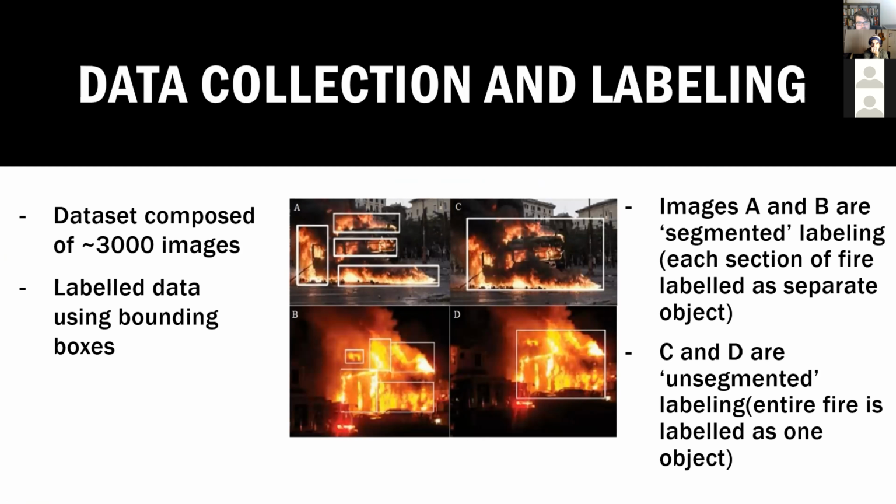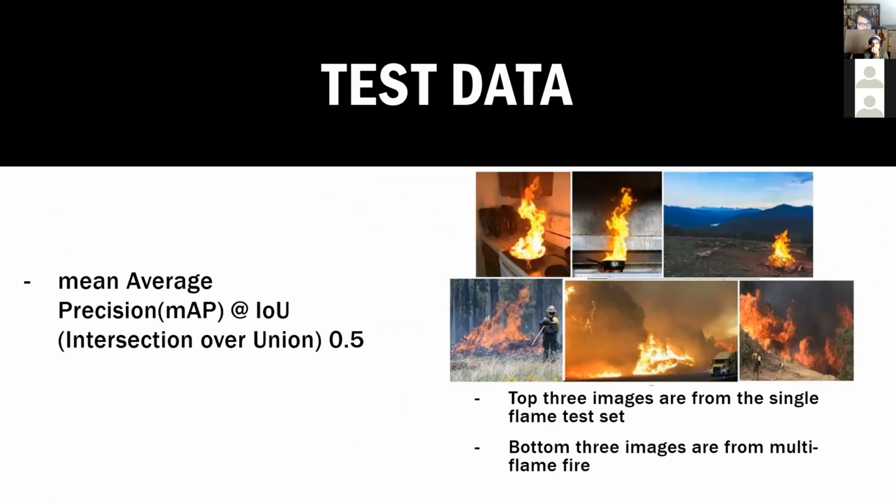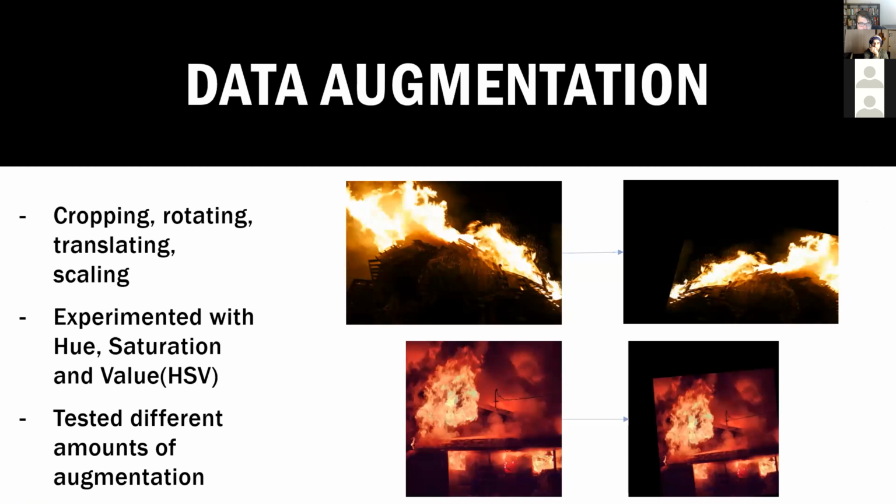And in the second method on the right, the entire fire region is labeled as one object, which is called unsegmented labeling. Furthermore, to increase the size of my data set, I applied data augmentation to existing images. I translated, rotated, and did some cropping and scaling to generate more data.